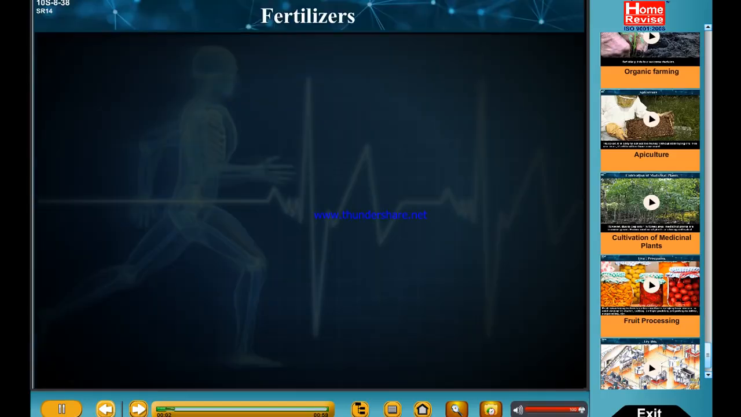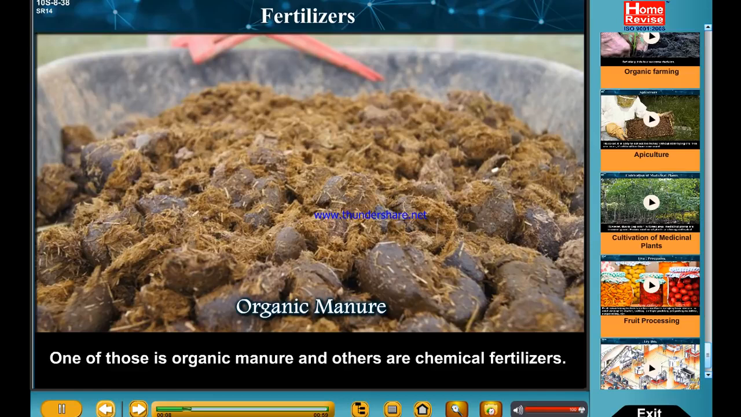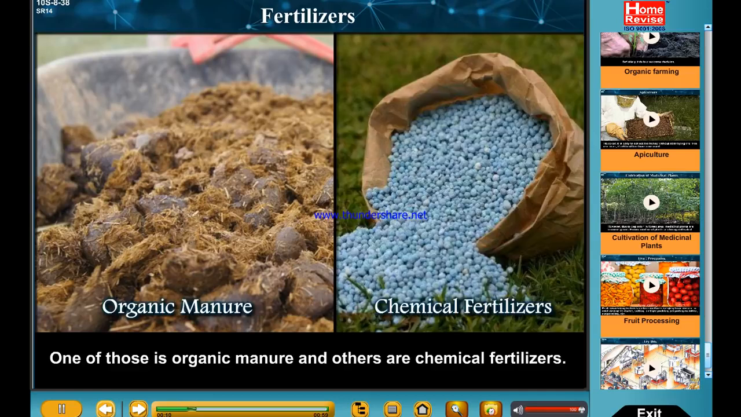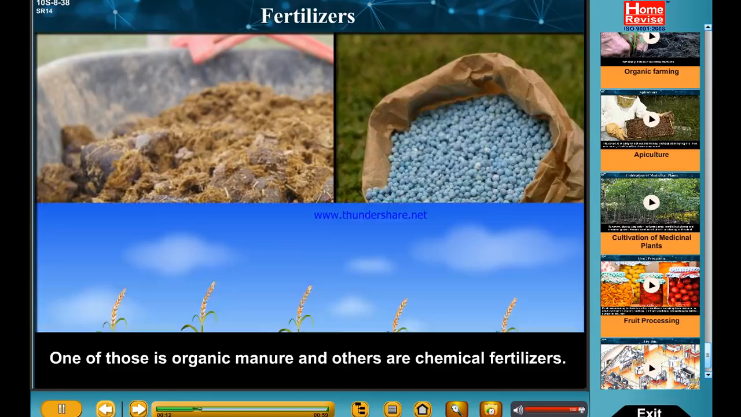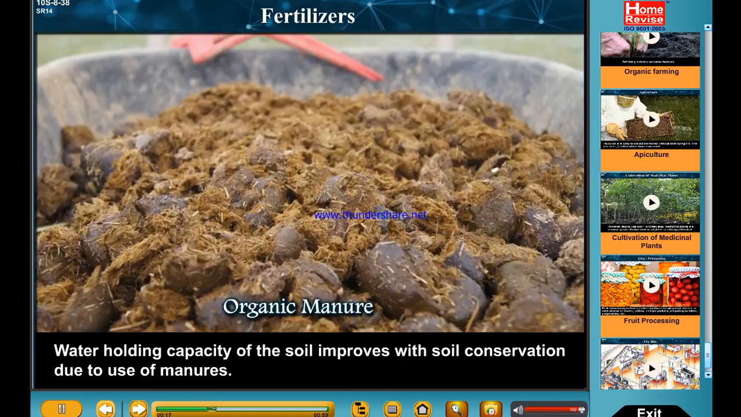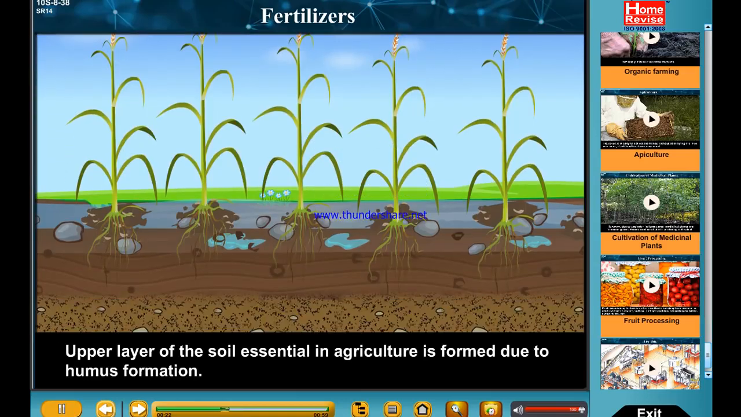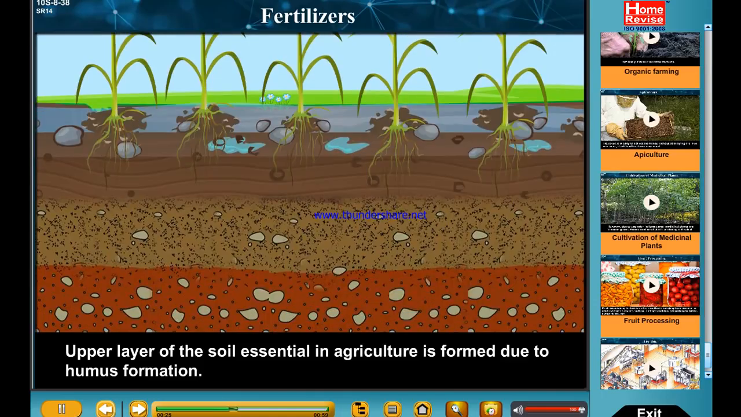Fertilizers. Two types of fertilizers are used in agriculture. One of those is organic manure and the other is chemical fertilizers. Water holding capacity of the soil improves with soil conservation due to the use of manures. The upper layer of the soil, essential in agriculture, is formed due to humus formation.